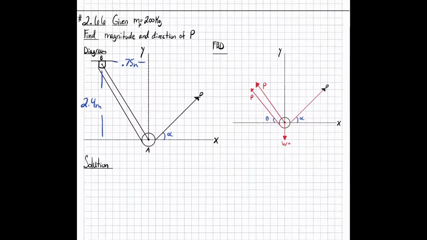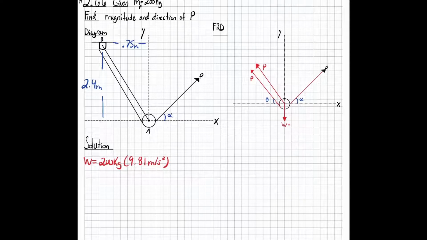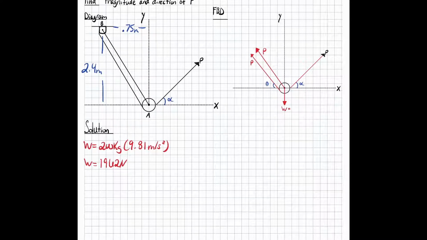So first and foremost, we're going to find our weight. Our weight is the mass, 200 kilograms, times gravity, 9.81 meters per second squared. Now remember, we're using metric. If you had this in the US system, you would not use 9.81, you'd use 32.2. So always just remember that difference. Now that we take that multiplier, we get our weight to be 1,962 newtons.